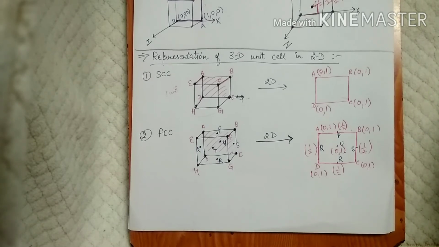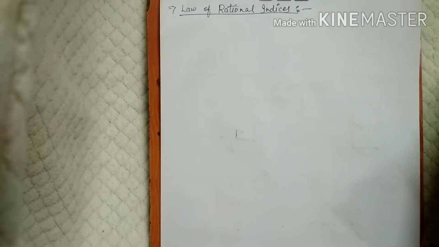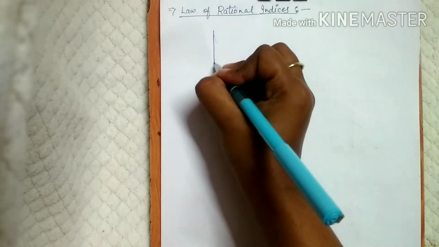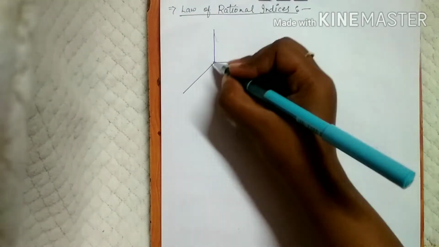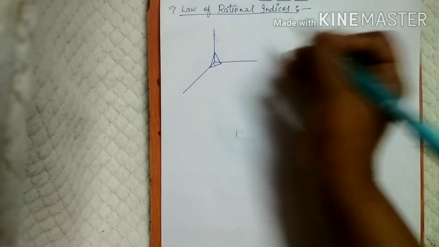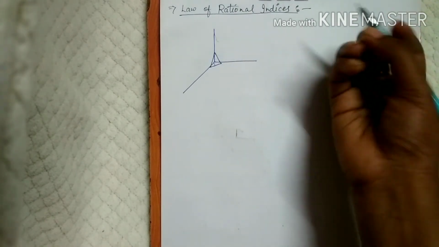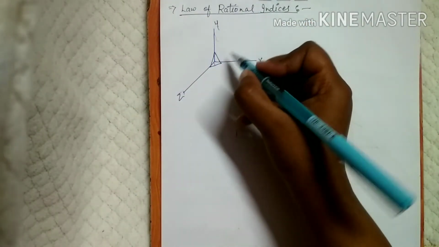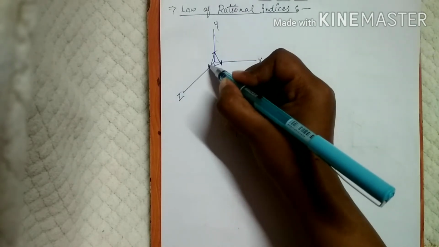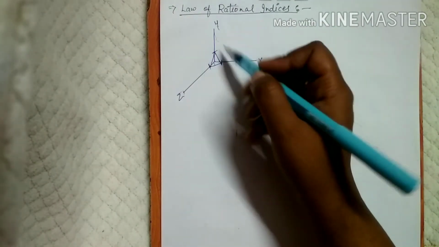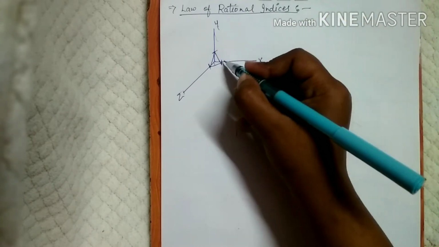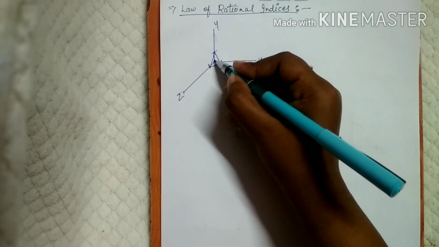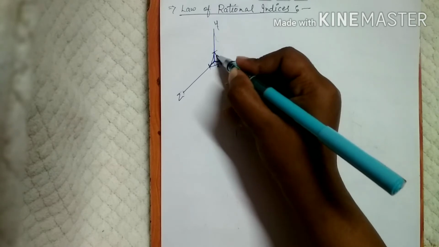So we'll move on to the next topic. The next topic is law of rational indices. Suppose we have 3 axes like this, and we have a very small plane present here. This is the smallest plane which we can make, suppose. So if this is your x-axis, this is your y, and this is your z-axis, it will have intercepts along x, y, and z-axis. Suppose these are the smallest intercepts that are possible. Suppose this intercept is A along x-axis, along y it is B, and along z it is C.